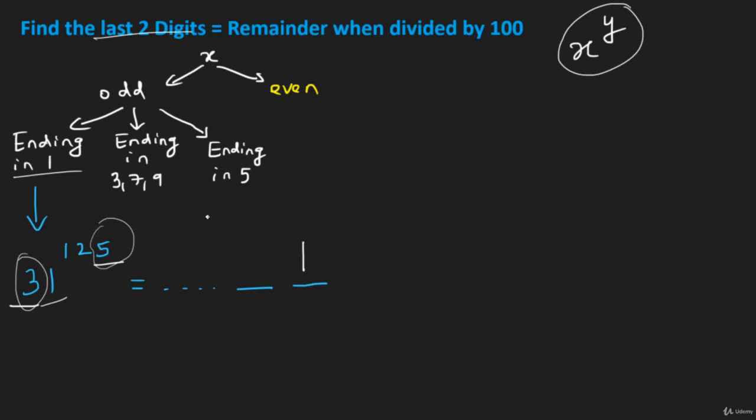So multiply 3 and 5. 3 into 5 is 15. Write the rightmost digit of this. The rightmost digit is 5, and that will be the digit that you get over here. Therefore, 31 to the power 125 will end with 5 and 1. This will be the last two digits of 31 to the power 125. You can do this in just 2 seconds.